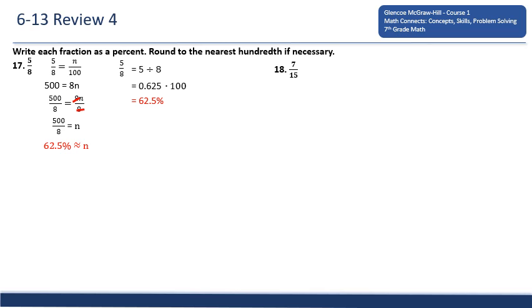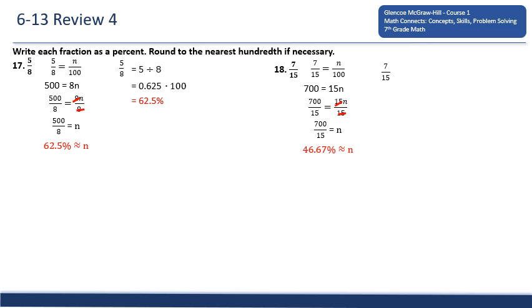Number 18, 7/15. So 7/15 equals n over 100. Remember, we're trying to find out what n is, and that is what 7 equals if 15 were to equal 100. We get the denominator to 100. What is the new numerator? So we cross multiply, 700 equals 15n. We need to divide the 15 out to get the variable by itself. And we can simplify the 15. And we get 700 over 15 equals n. And then we'll just use the calculator to get 46.67% is approximately equal to n.